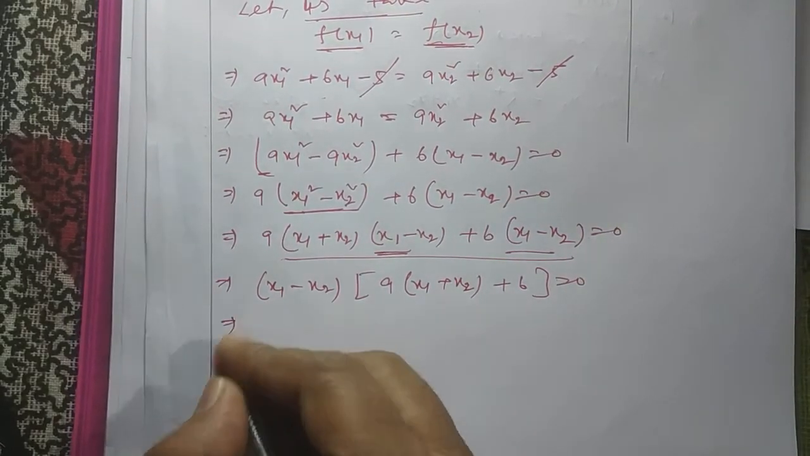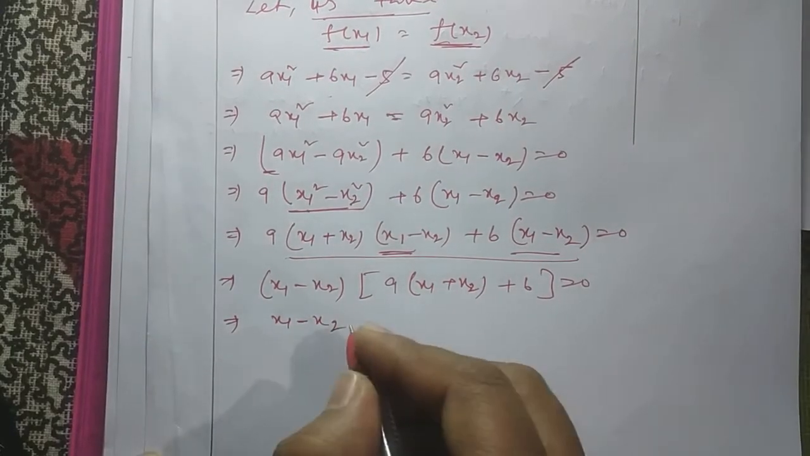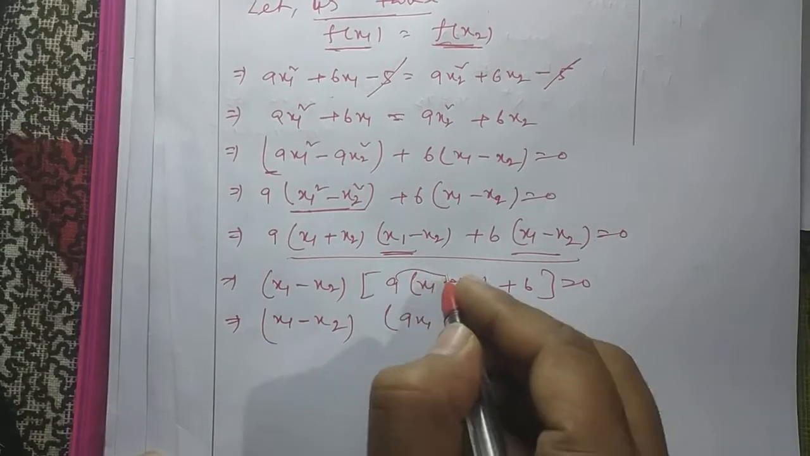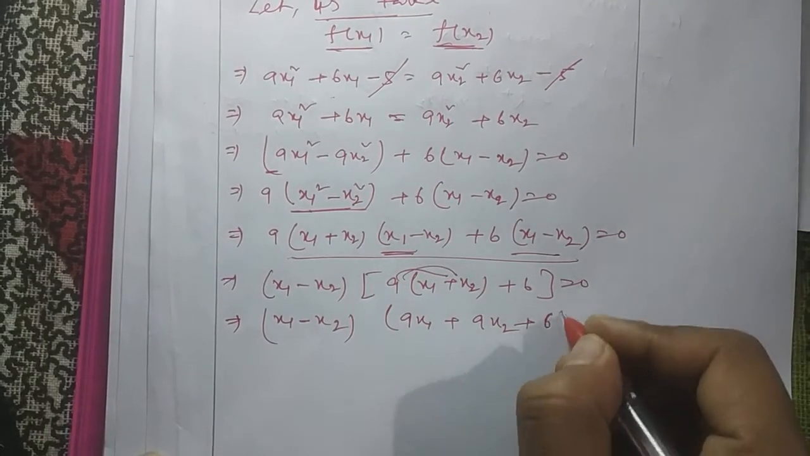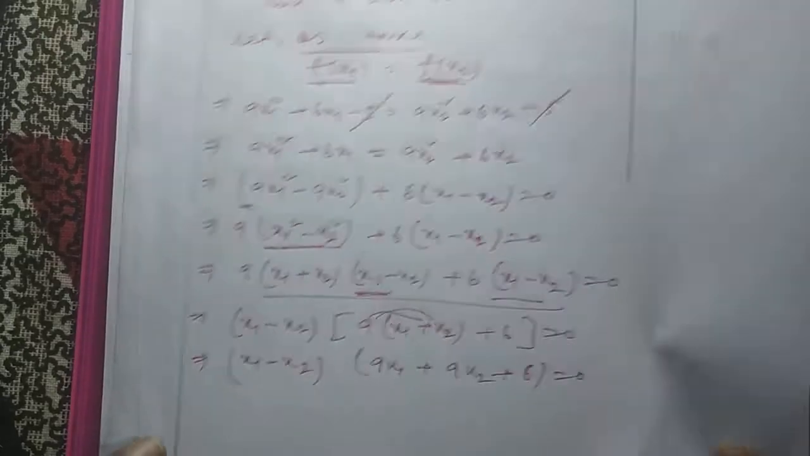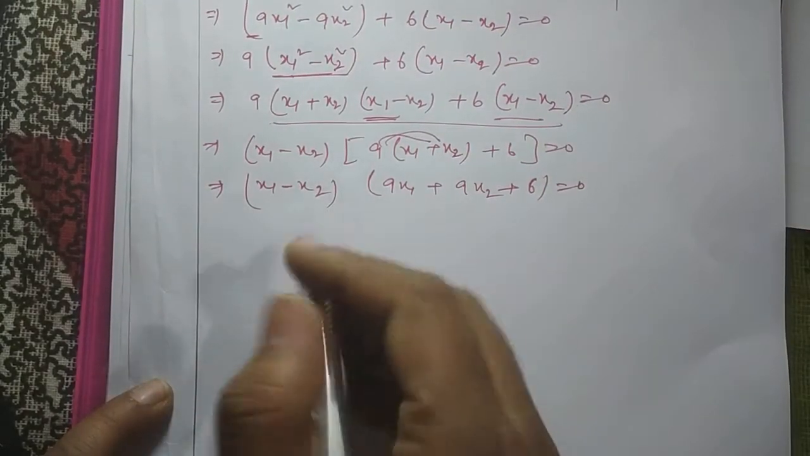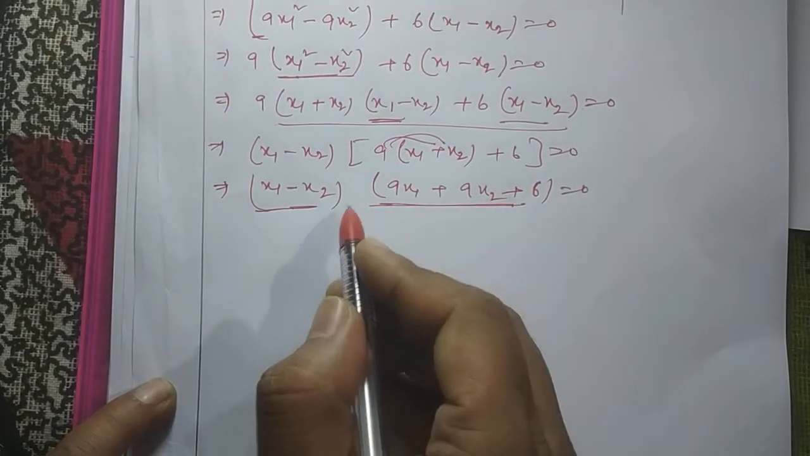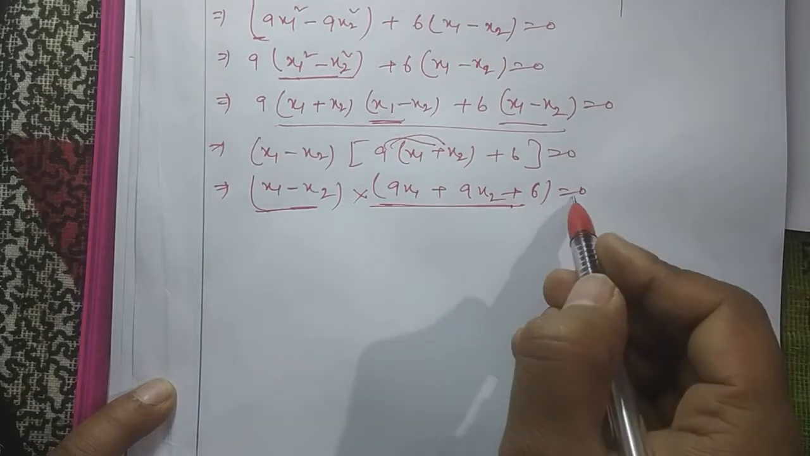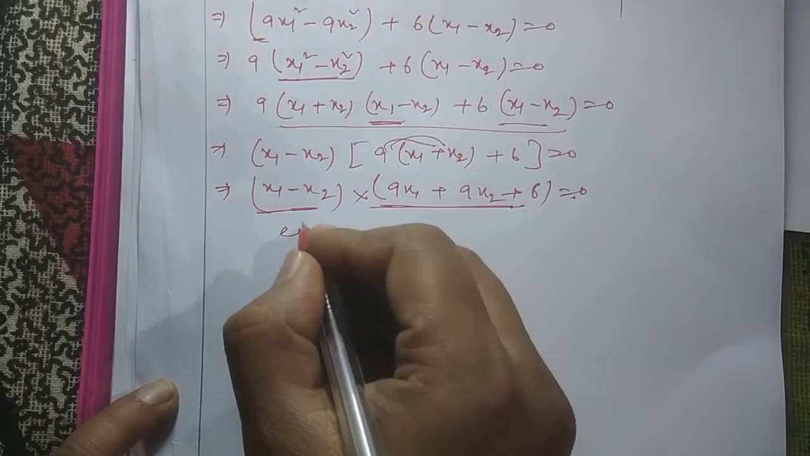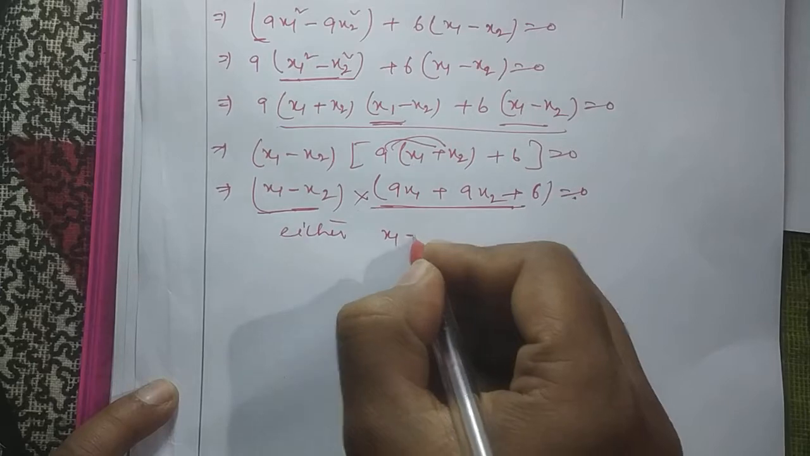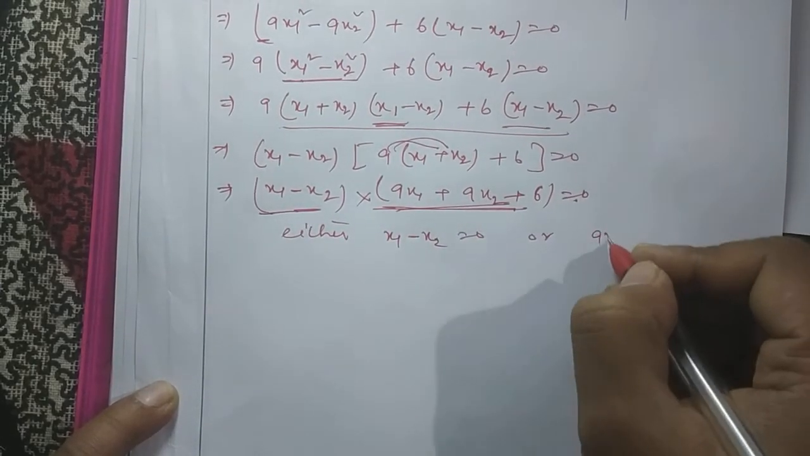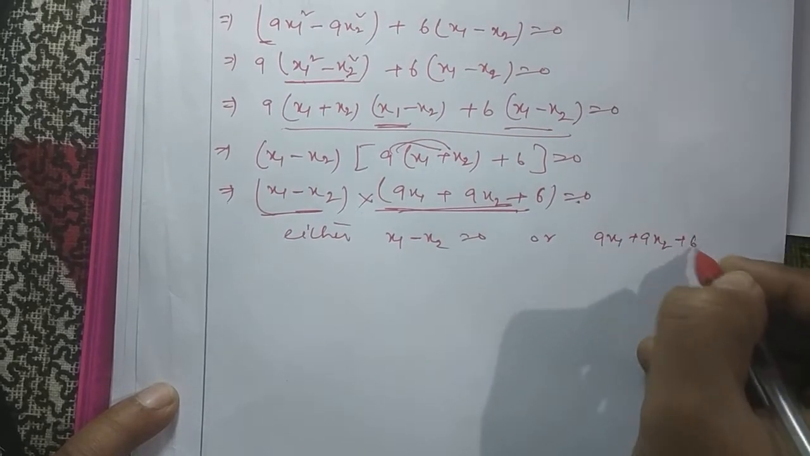So again it can be written as x1 minus x2, 9x1 plus 9x2, just multiplying, plus 6 equals 0. Now ultimately we have got two factors, the first one and the second one, and they are multiplied and equal to 0. So we can say either x1 minus x2 is 0 or this factor is 0: 9x1 plus 9x2 plus 6 equal to 0.